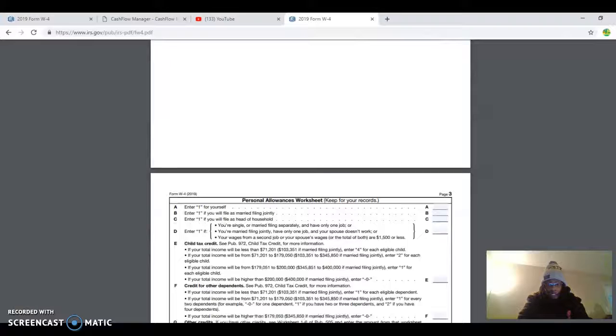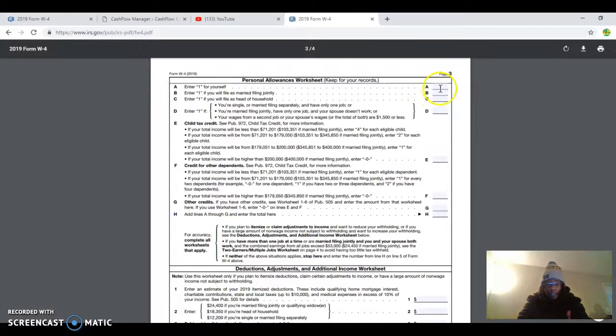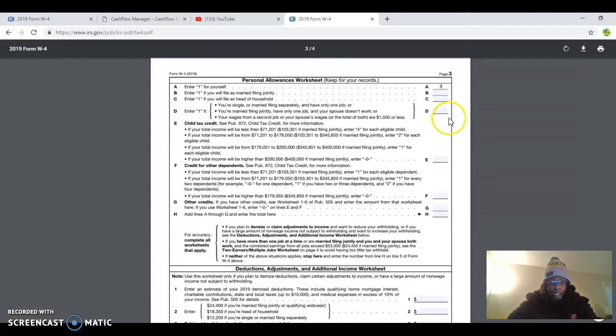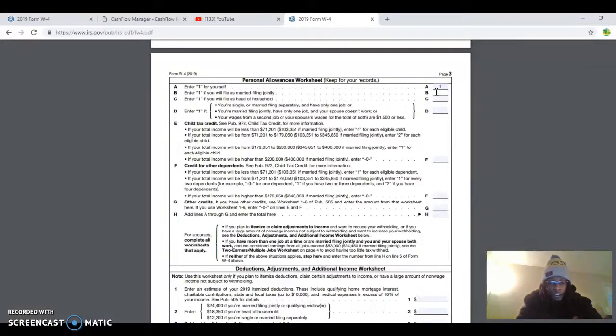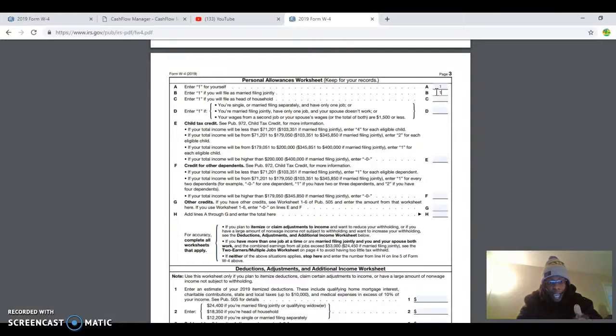Okay, what those are is more instructions. You'll need them. Okay, right here, a personal allowance worksheet. Just answer it according to you. Enter 1 for yourself. Boom. This one, enter 1 if you're filing married, filing jointly. I'm entering 1 because I'm filing married, but if you're not, you just enter a 0. Okay, next one. Boom, enter 1 if you're filing head of household.